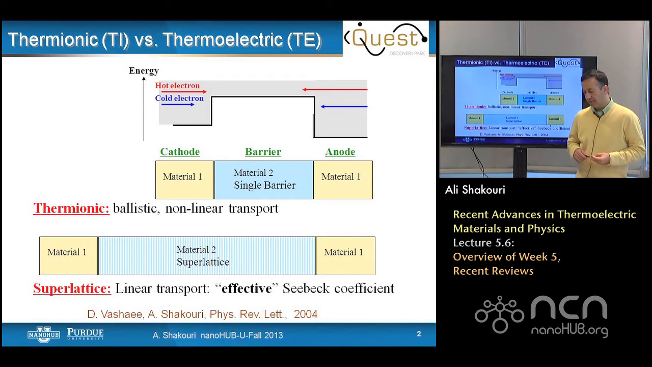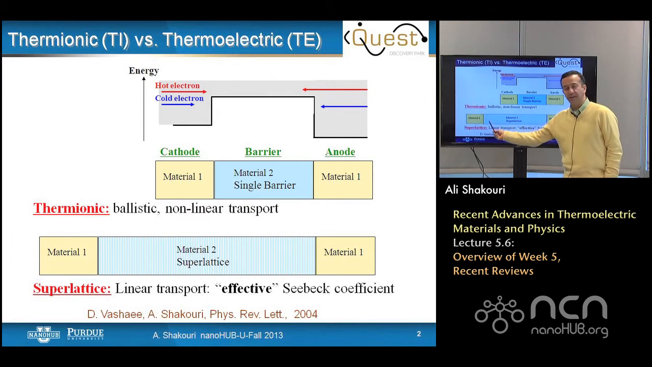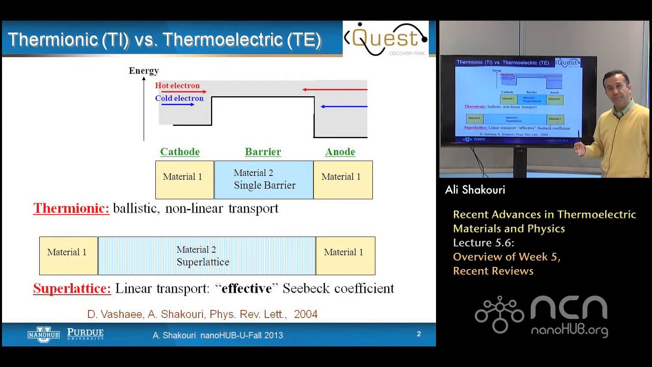So what we did this week is we started by looking at the analogy and the differences between a thermionic device and a superlattice type of device. The basic idea is, when cathode and anode are separated by a material where the electron mean free path is on the order of the size of the barrier, then the transport is ballistic and nonlinear, and you have to use the Landauer formalism. But if you have lots of these barriers and this can be considered as an effective medium, then the separation between thermoelectric and thermionic disappears and you can define an effective Seebeck coefficient.